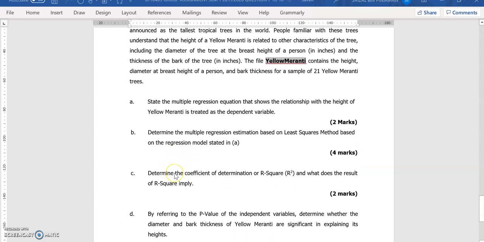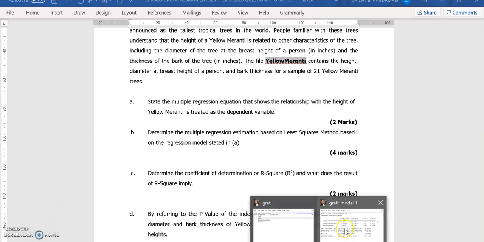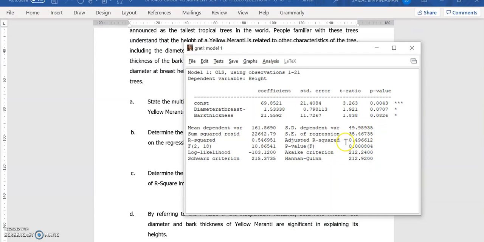So in order to answer question C, determine the coefficient of determination or R square, and what does the result of R square imply? Just like I said before this, just look into the value of the adjusted R square. R square represents the percentage of the variance from the dependent variable that is explained by the independent variables. And based on the regression result that we have over here, the adjusted R squared is 49.66%.